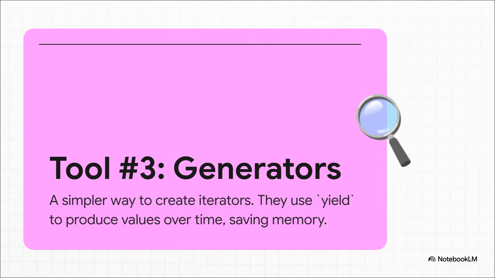And finally, we have generators. Imagine you need to process a text file that's like a gigabyte in size. You can't just load that whole thing into memory. That's where generators are a lifesaver. They use the yield keyword to produce values one at a time, on demand, so you can work with massive datasets using barely any memory at all.